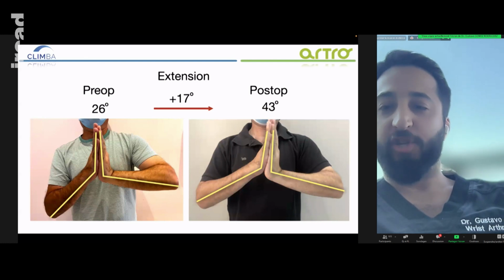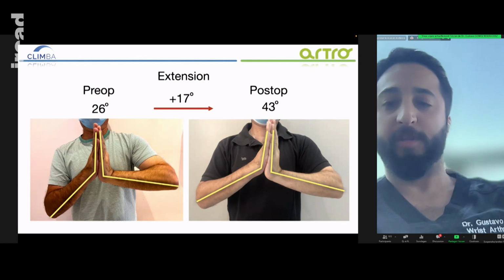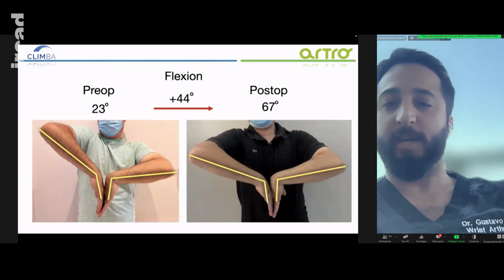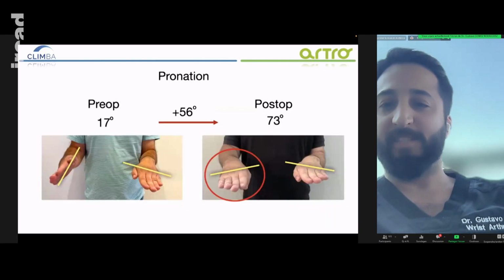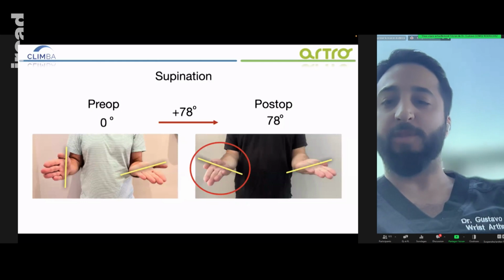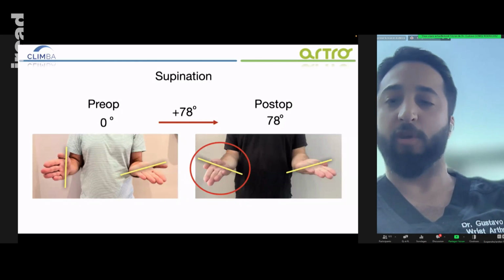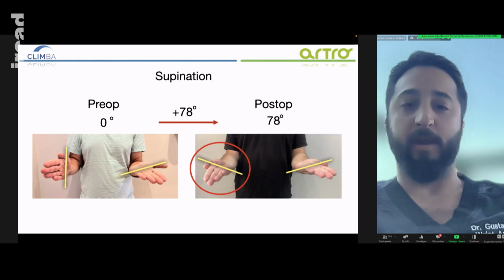So when we check the postoperative range of motion, we can see that we have gained 17 degrees in extension, 44 degrees in flexion, 56 degrees in pronation. And the most important thing is that we have recovered almost normal supination, and now the patient is without pain.